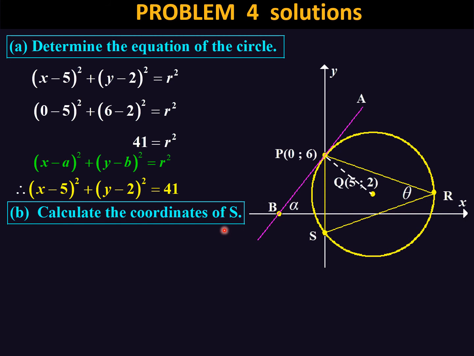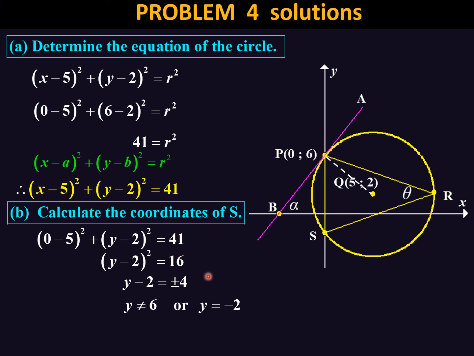Very straightforward there. B, calculate the coordinates of S. Usual. Where is S? S is on the circle. Second question, where else is S? On the y-axis. So I must use my circle. And what do I know about a point on the y-axis? The y-intercept, x is 0. So I just make x equal to 0. Simplify that. That's 25. Transpose it. That gives me 16. I get 2 values there. Y minus 2 is plus or minus square root of 16, which is plus or minus 4. We have 2 options, 4 plus 2, which is 6, and negative 4 plus 2, which is negative 2.